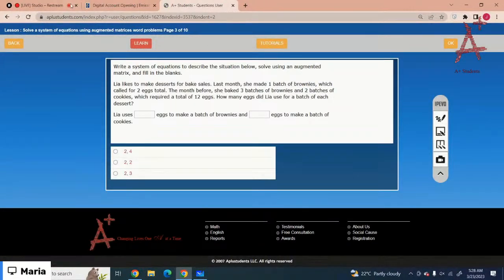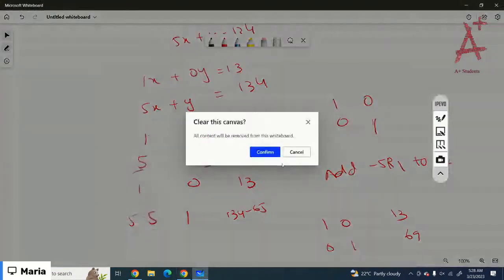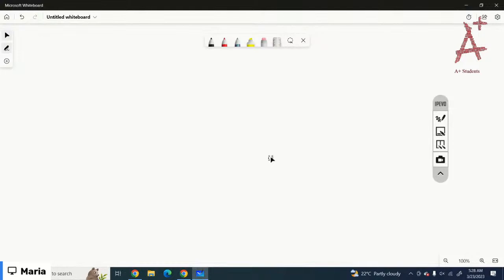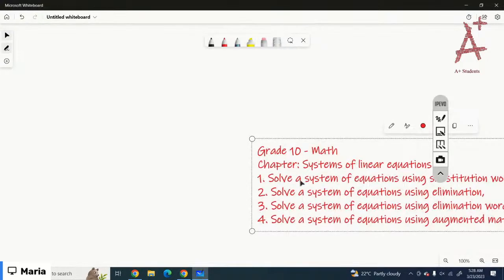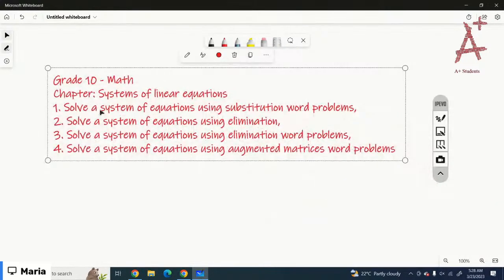Okay. So you can complete the test by yourself later today. We're working on grade 10 maths. The chapter we're working on is solve system of linear equations. The lessons we have covered today are solve a system of equations using substitution word problem, solve a system of equations using elimination, solve a system of equations using elimination word problems, then solve a system of equations using augmented matrices word problems.